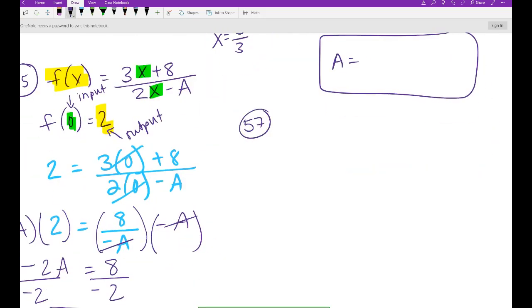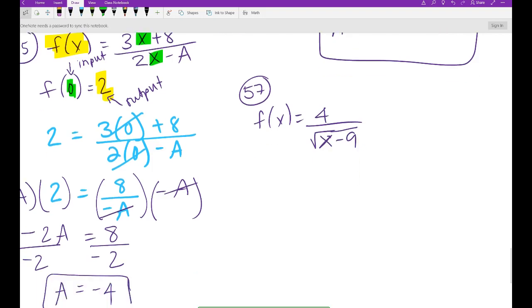57. Can you give me the background of 57, Luke? Yeah, it's f of x equals 4 over rad x minus 9. Like rad, all of it, okay. X minus 9, okay. And then it's asking for domain. Asking for domain, good. All right, guys. Domain is all real numbers. Box it up. Take a nap.